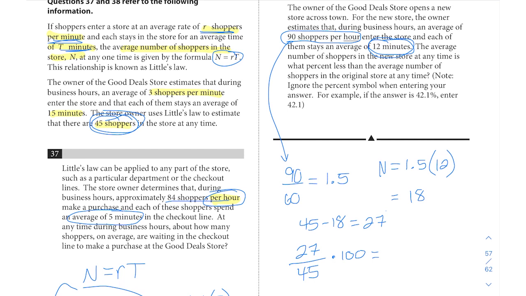And then this will be a decimal, but if we multiply times 100, that'll convert it to a percent. When we do the math on that, 9 goes into both of those, so you can certainly use a calculator, but you can also reduce this. That's 3/5 times 100. It's going to come out to 60%. And that will be our correct answer here for question 38.